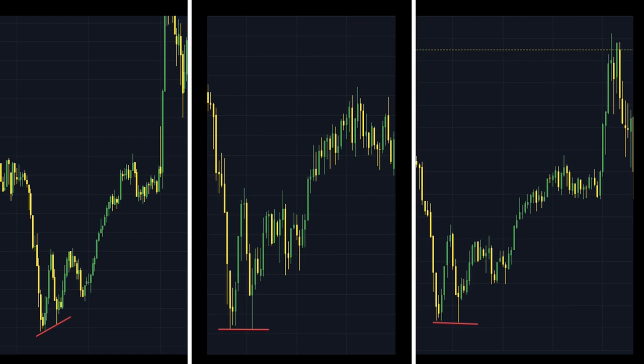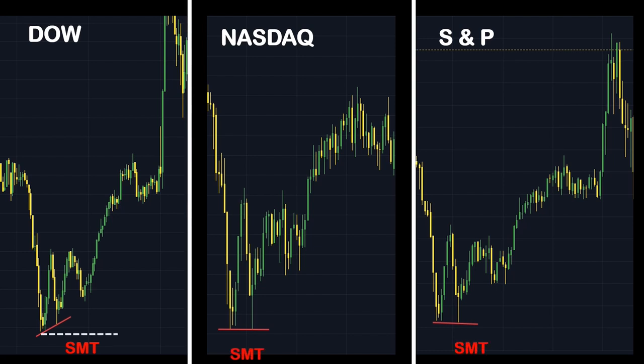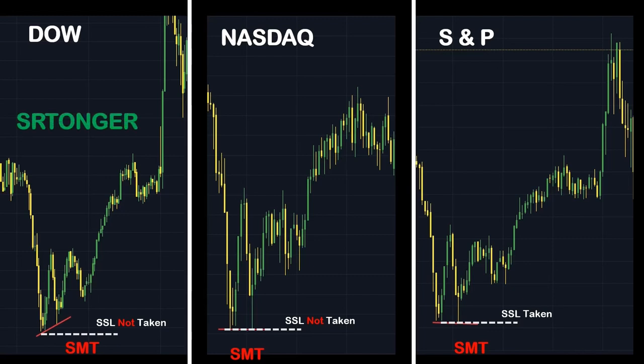In this example we have the S&P, Nasdaq, and Dow Jones Index. All three indices typically move in tandem and are highly correlated. If one of these indices makes lower lows, we would expect the others to do the same. However, if one index fails to make lower lows and doesn't take out the sell-side liquidity, while the other two do, and all criteria for a valid SMT are met, with a valid SMT divergence in these three indices, it indicates that all of them are likely to reverse, presenting a trading opportunity across the board. But the Dow Jones is the strongest and safest option to buy.